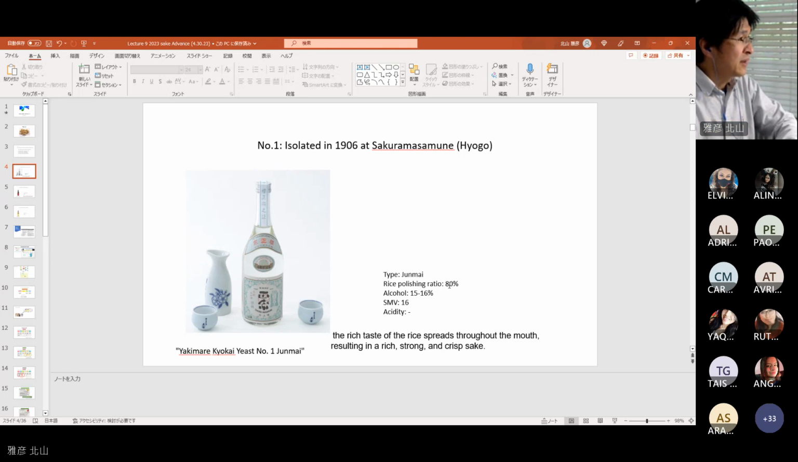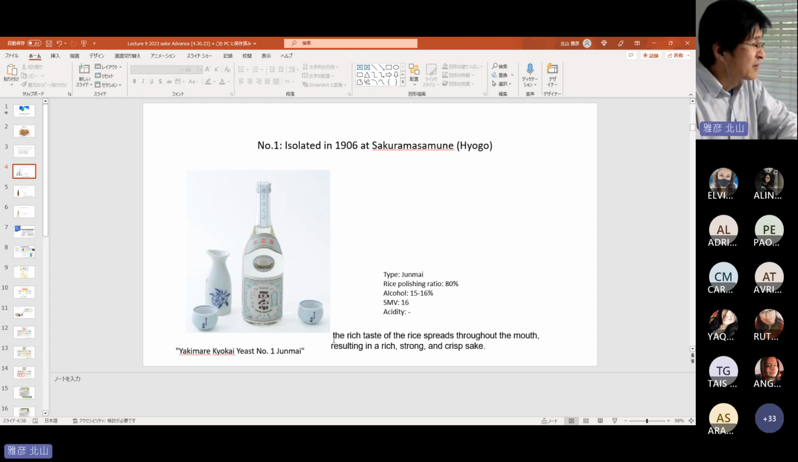Polishing rate, 80%. So it may not have much ginjo aroma, fruity aroma, or floral aroma. This is supposed to be a very traditional sake. It has a traditional cereal-like taste, as old style sake is supposed to have. Alcohol level is between 15 and 16%. Sake meter value 16 means it is very dry.